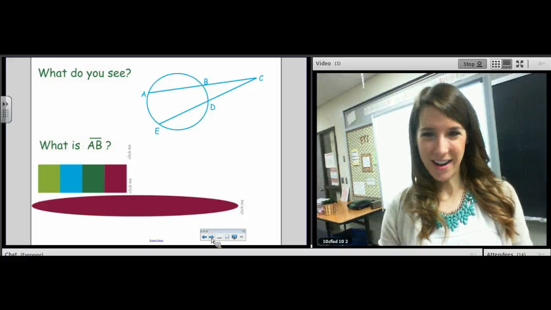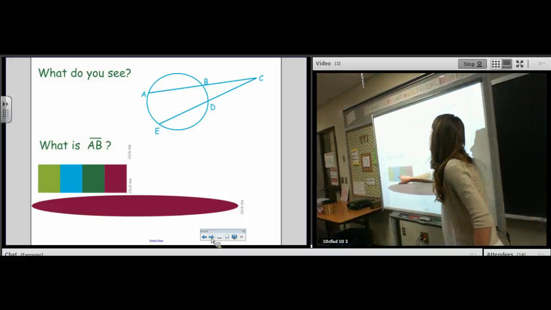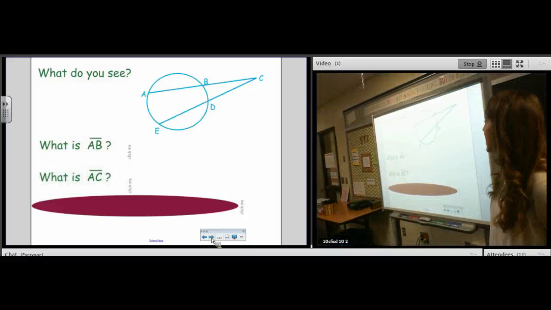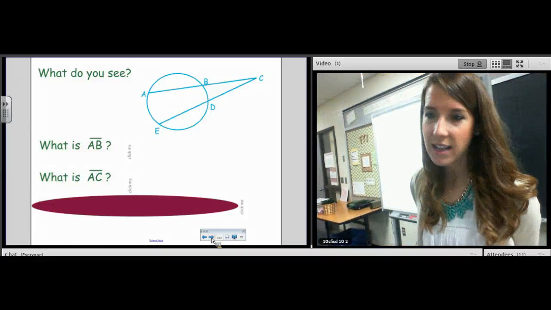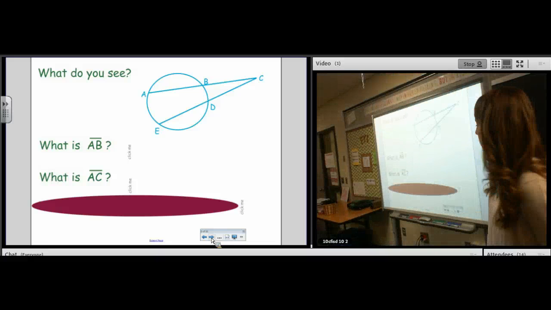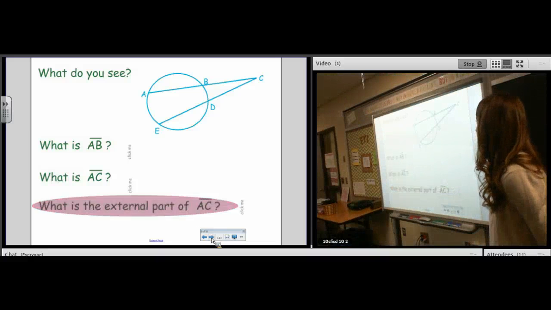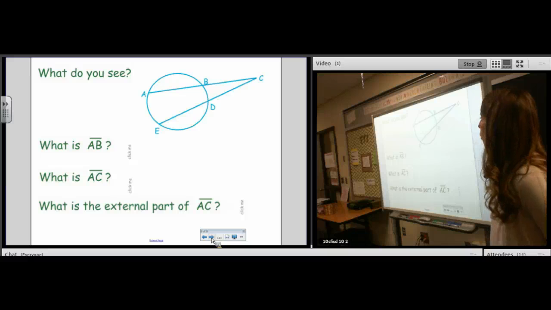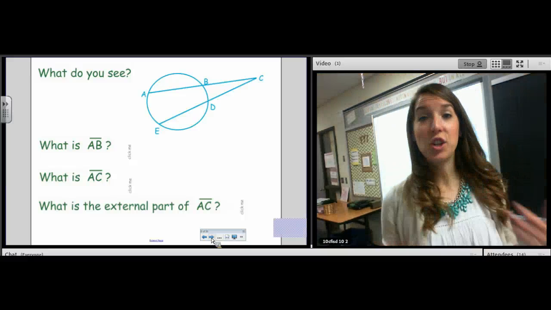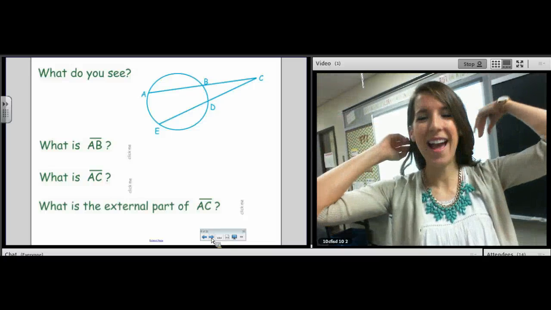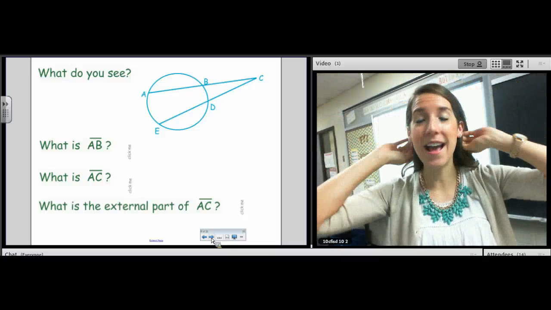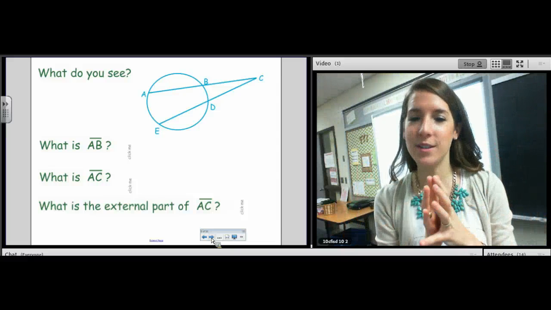It's a chord. Very good. AB is a chord. What is AC? Kind of a secant, except it's not really a line because it doesn't go on forever. What would you say is the external part of AC? Name it with letters. A really long chord. No, a chord has to have endpoints on the circle, so it's not a really long chord.